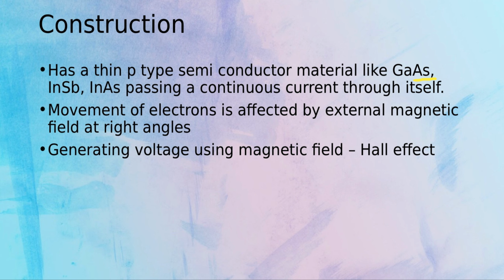And so, when we take the p-type semiconductor material, pass continuous current through it and subject it to a magnetic field, we have what is called the Hall effect being produced in them. So the movement of these electrons is affected by the external magnetic field. And you also have to note that the magnetic field is applied only at right angles to these devices. So this process of generating voltage using a magnetic field is what is called the Hall effect.